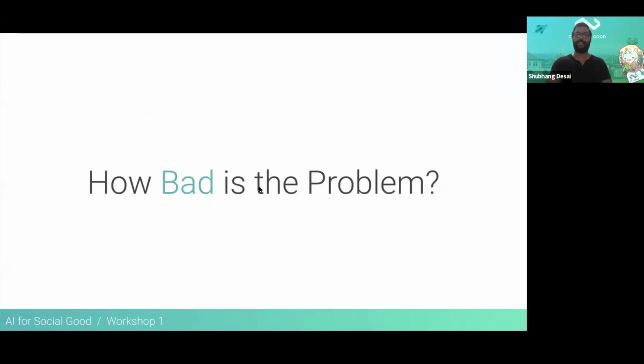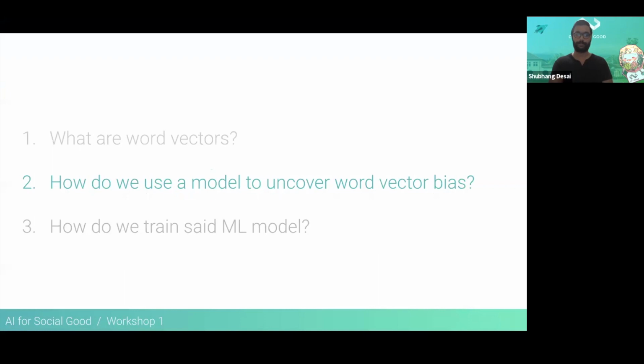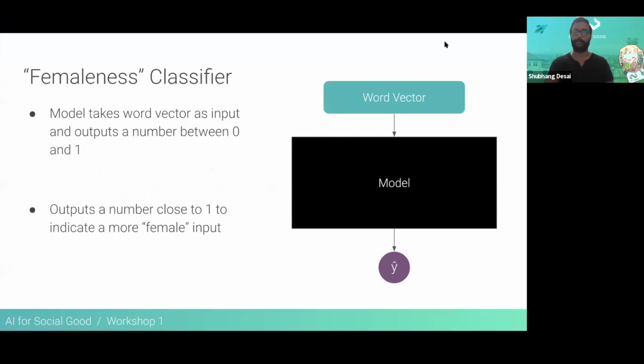Okay, so how bad is this problem, right? I made the claim that there's a lot of gender bias within word vectors, but how bad is this problem really? So we're going to use a model to uncover word vector bias. Here's the setup. We're going to create a female-ness classifier.